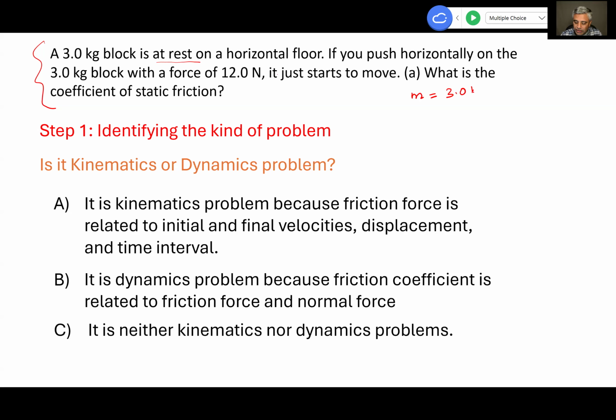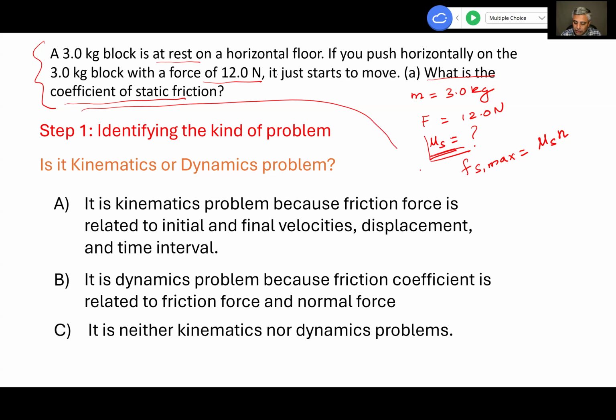For example, 3.0 kilogram, and then it is pushed horizontally with an applied force of 12 Newton, and then it's asking for the coefficient of static friction. So that means it's talking about this static friction force. That's what we want. And then we also know that this is related to this, which I just talked about, using this equation. So these are the things we know about this problem.